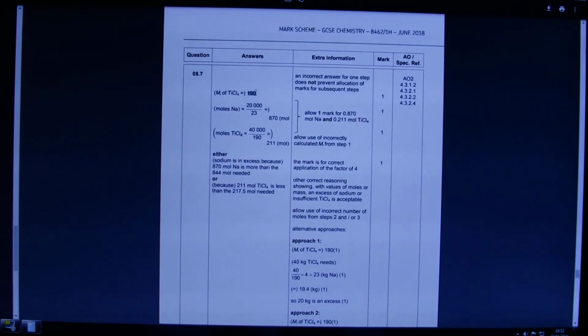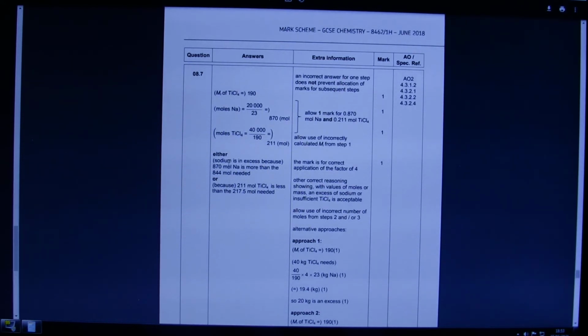Calculate the moles, you get the relative molecular mass, 190. And it's a missing bracket. 870 moles. It's doing it that way, but yeah. And the product is 211 moles.